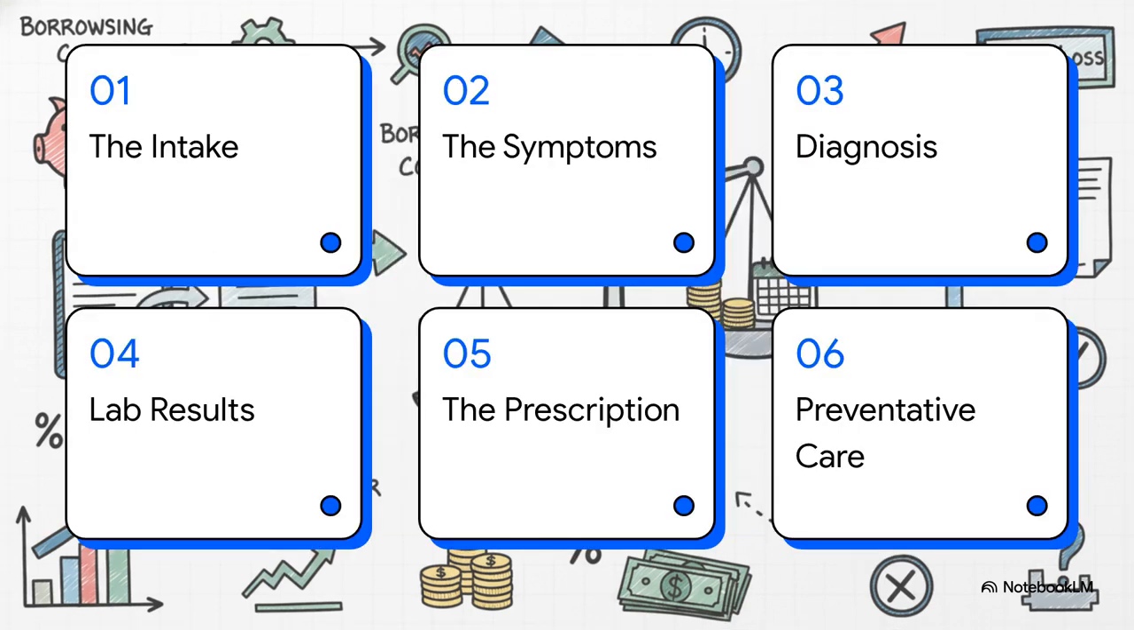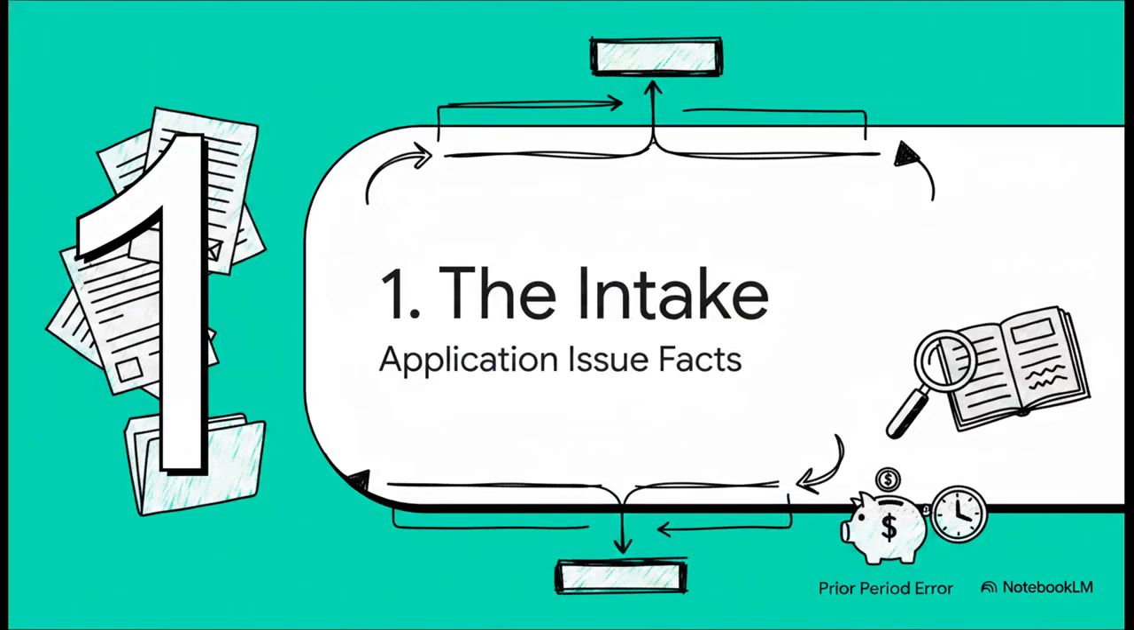Here is our quick roadmap for today's explainer. We'll start with the intake, review the symptoms, form a differential diagnosis, check the lab results, issue a prescription, and wrap up with some preventative care. Section 1. The intake, sourcing the issue.